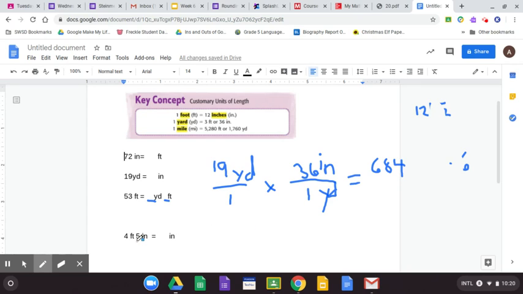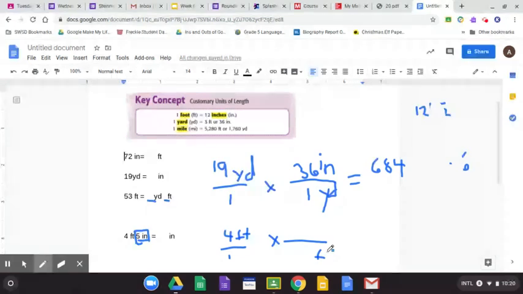So we did these before, but what you guys want to remember is that this 5 inches here gets added to whatever you come up with. So we're really putting 4 feet into inches and figuring out how much that is, but then we have to add the 5 inches to whatever we get after our conversion. So we do 4 feet over 1, and then we're going to do the conversion. Feet is at the bottom, inches is at the top.